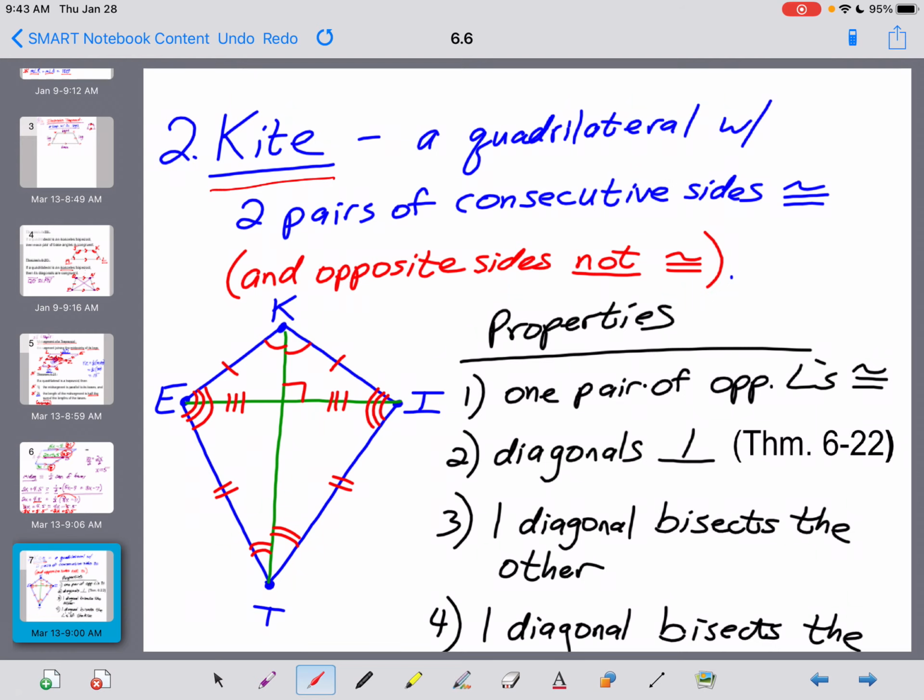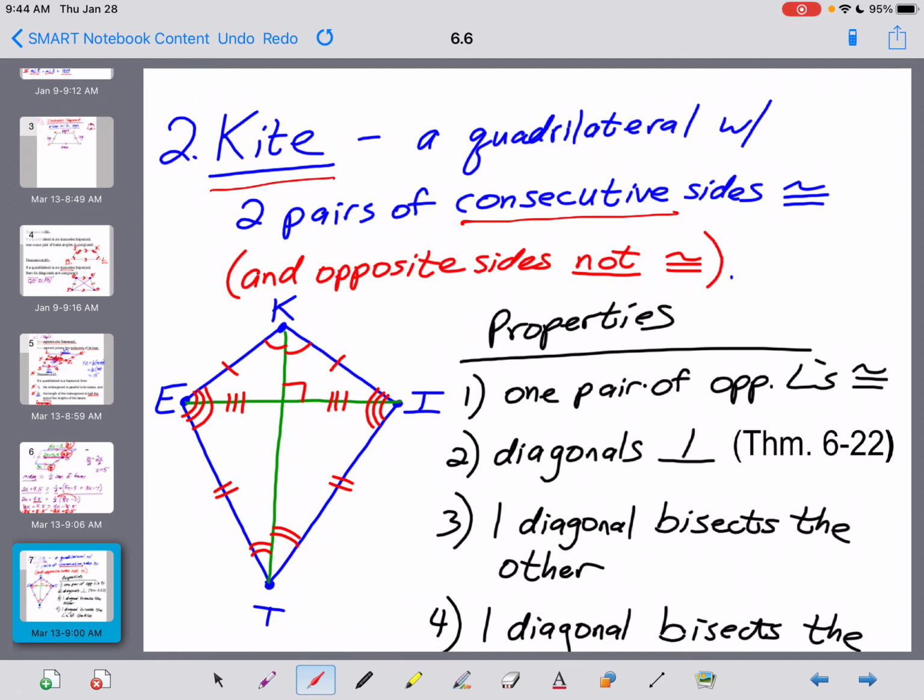A kite is defined as a quadrilateral, so let me stop right there, not a parallelogram, not a trapezoid. So a kite, in all likelihood, isn't going to have any pairs of parallel sides. So a kite is a quadrilateral with 2 pairs of consecutive sides congruent.